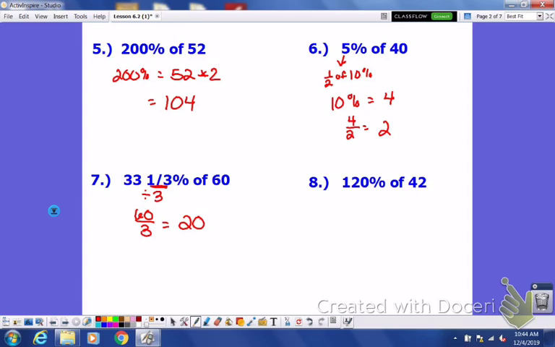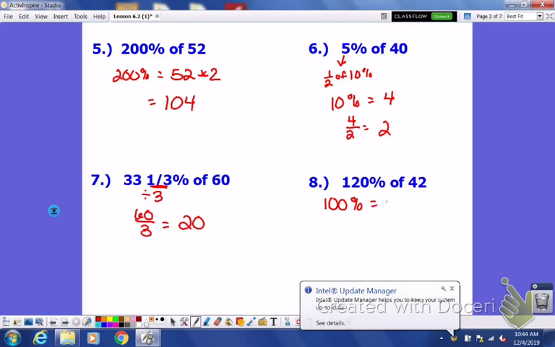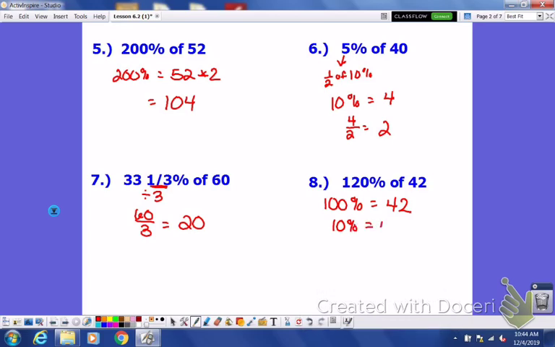And last one, 120% of 42. We're going to break this up. 100% of 42 is 42. Then our 20% would be 10% of 42, which is 4.2. So times 2 tells us that 20% is 8.4. So then we add our 42 and our 8.4 together to get 120%, which is 50.4. Okay, that was going back through a couple examples of how to find different percentages mentally.